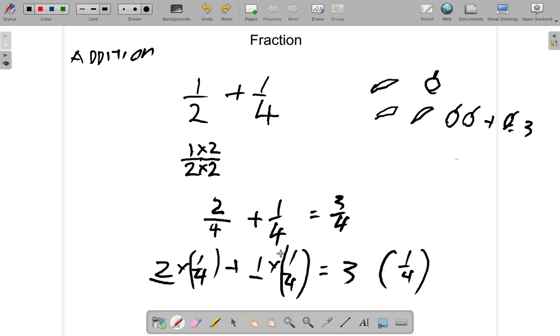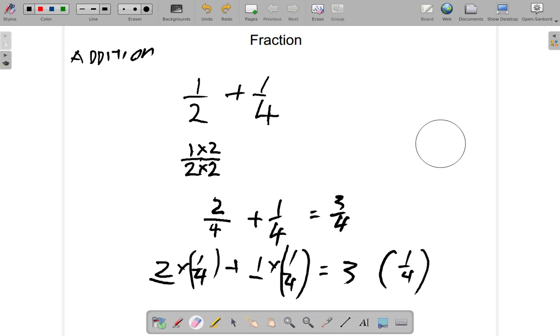So that's the original view of doing this. Now let's see. In this case, it's a matter of rewriting them with common denominators. Alright?